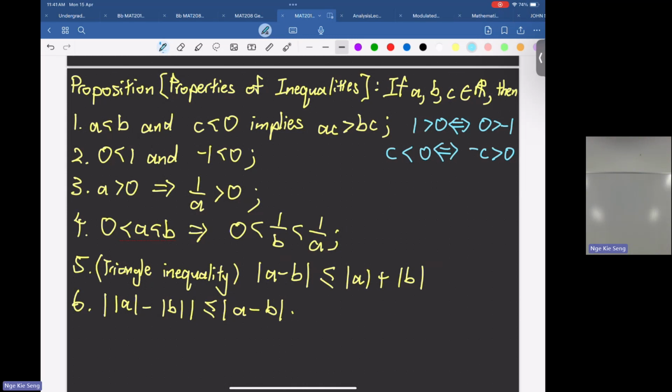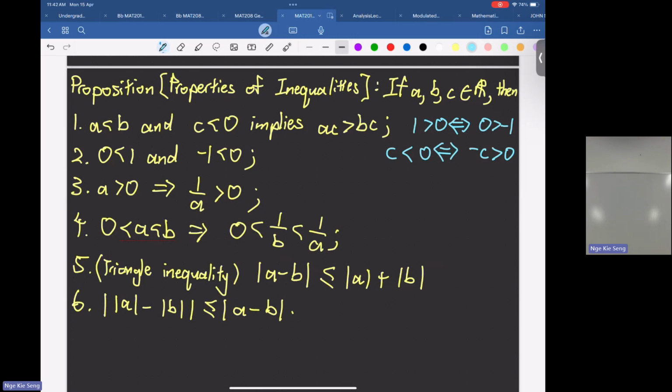So if A is less than B, and if C is less than 0, if I multiply C to both sides, what do you get? You will swap the inequality. Okay, this is a very standard thing. And 2 is what we have proven already. If 1 is greater than 0, you multiply -1 to both sides, and then you swap the inequality as well. How about if you take the inverse of a non-zero element? Okay, you still keep the inequality.